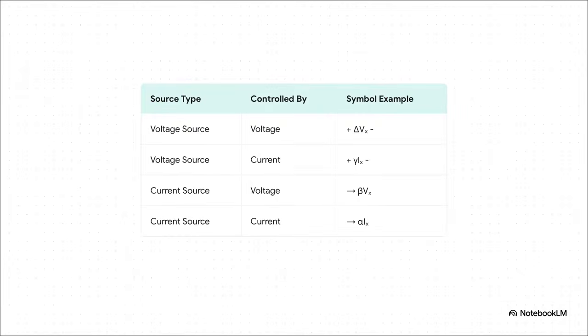And these guys come in 4 main flavors. You can have a voltage source that's controlled by another voltage or by a current. And you can have a current source that's controlled by a voltage or another current. This is actually the secret sauce behind things like amplifiers, where a tiny little signal current can control a much, much bigger output. So each one of these creates a really dynamic link between different parts of the circuit.